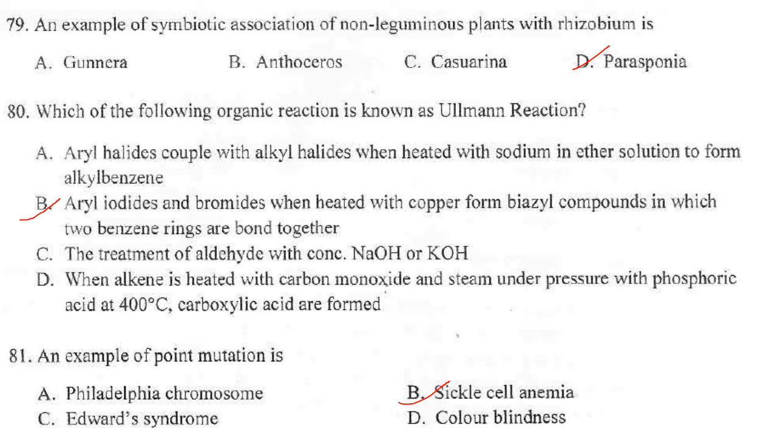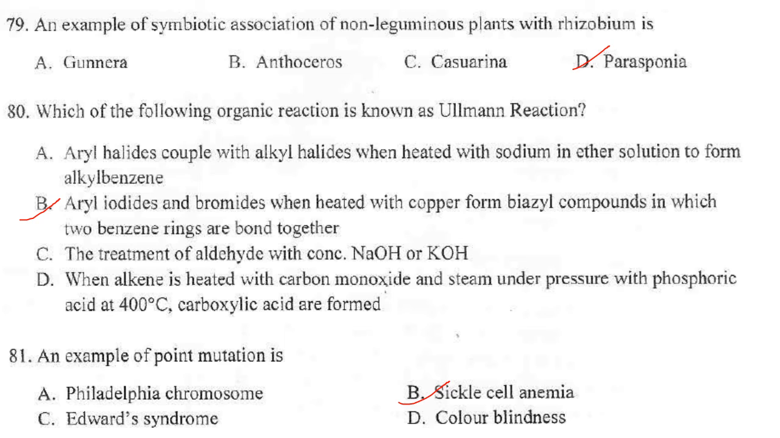Which of the following organic reactions is known as the Ullmann reaction? So it is aryl iodides and bromides when heated with copper form biaryl compounds in which two benzene rings are bound together. So answer is option B.